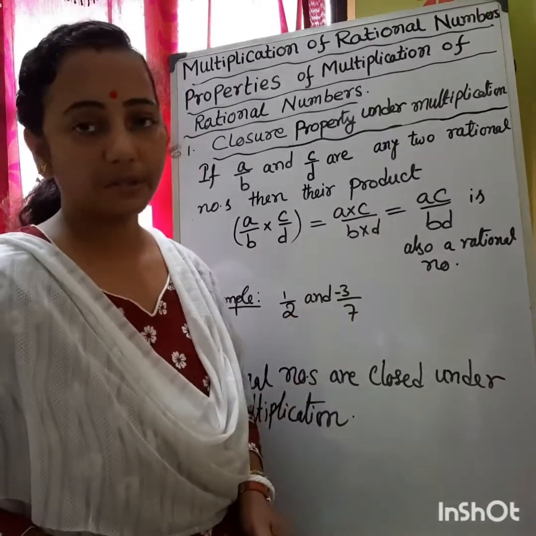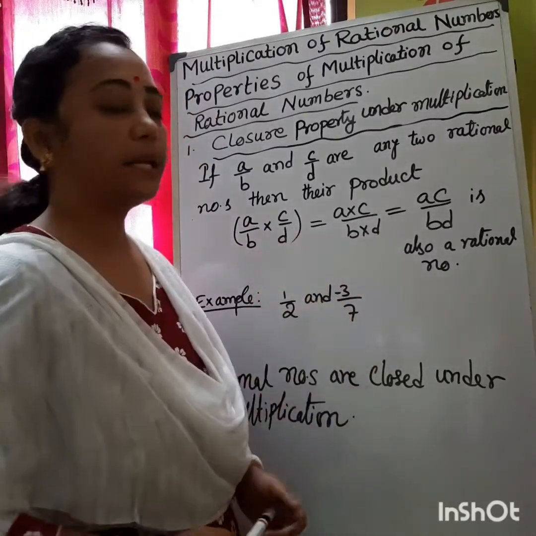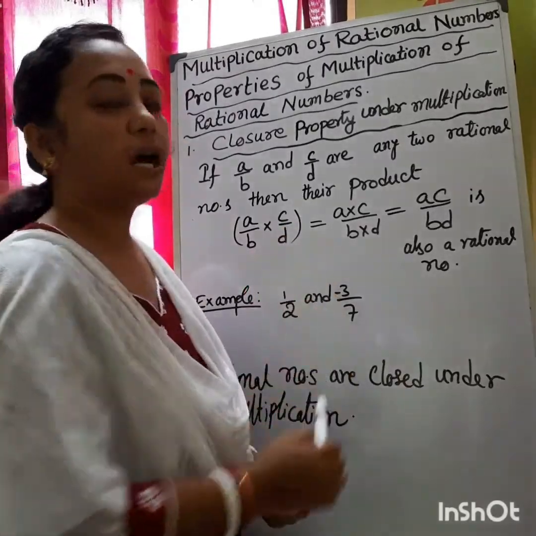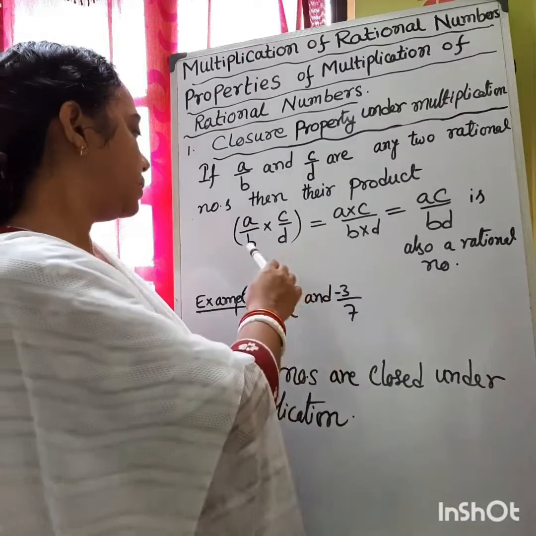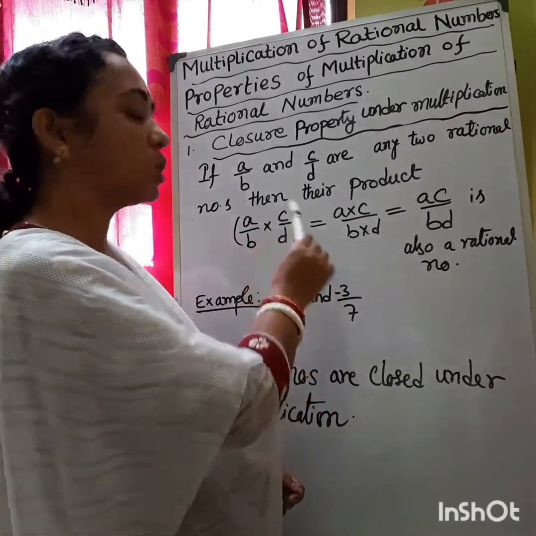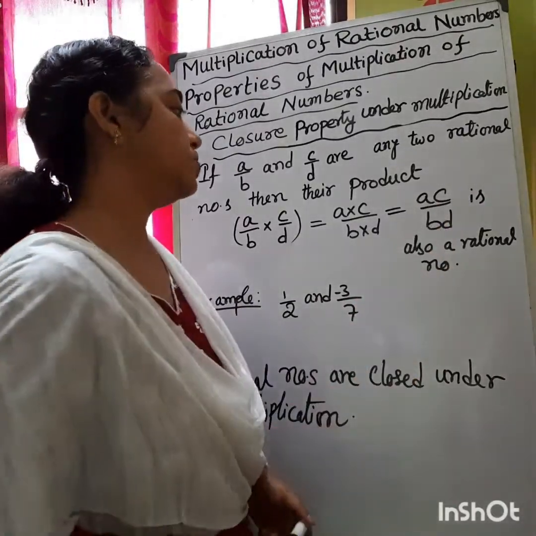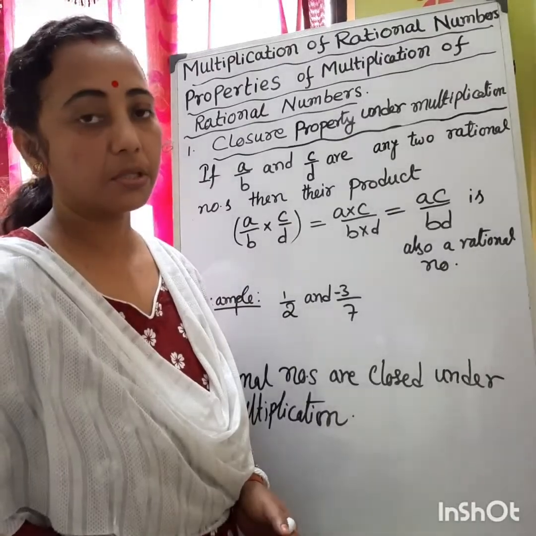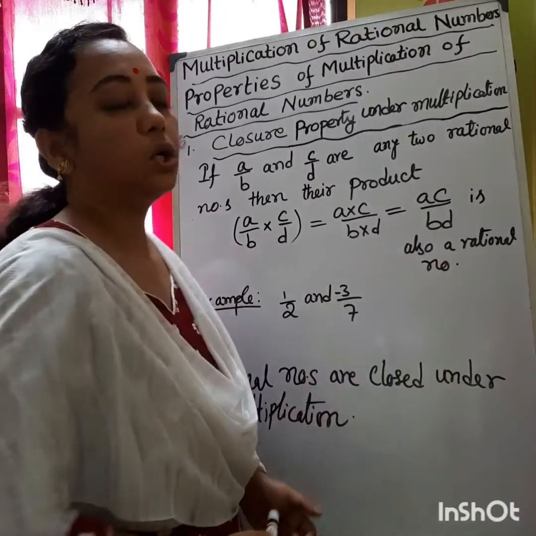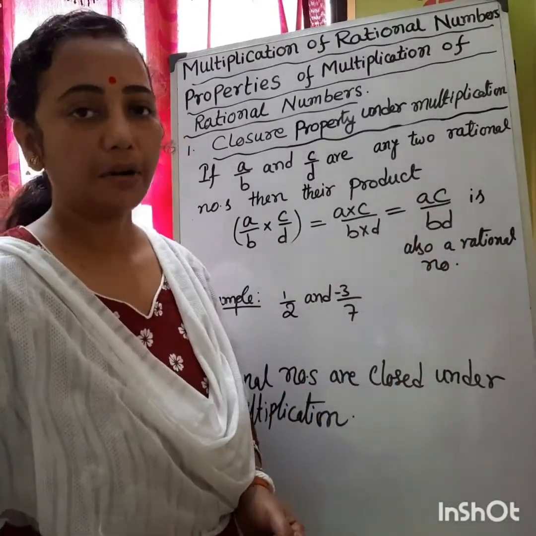Here ac by bd is a rational number because a by b and c by d both are rational numbers. So a, c, b and d are all integers. Here b and d are non-zero integers. So the product of two integers is again an integer. So ac will be an integer, and the product of two non-zero integers will again be a non-zero integer. So here bd is a non-zero integer. So an integer divided by a non-zero integer means it is again a rational number.